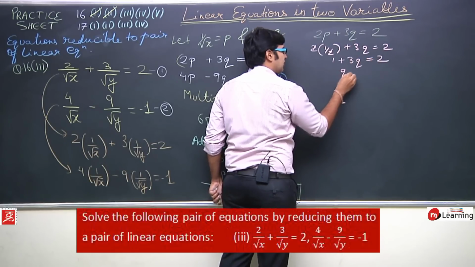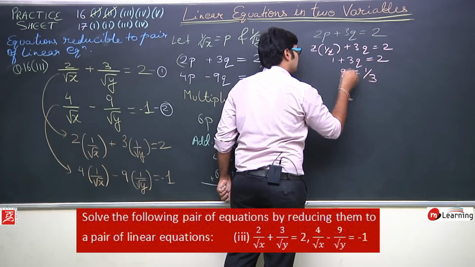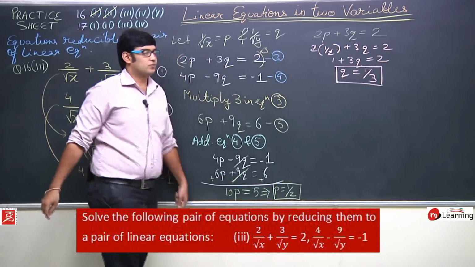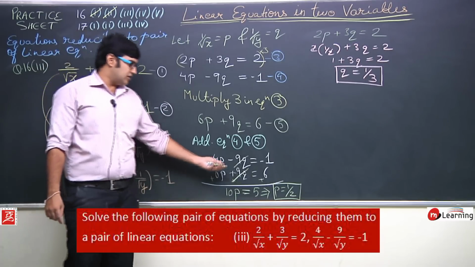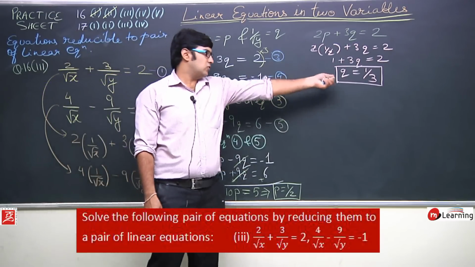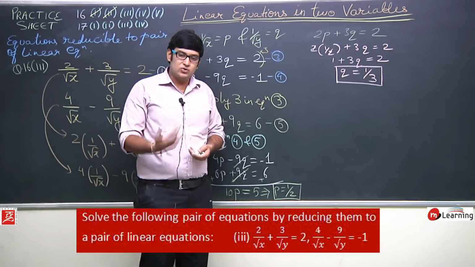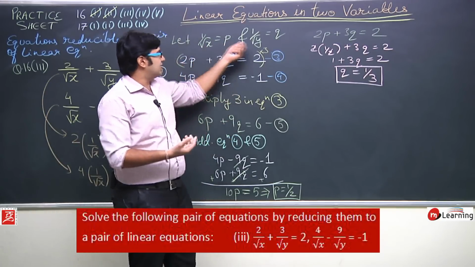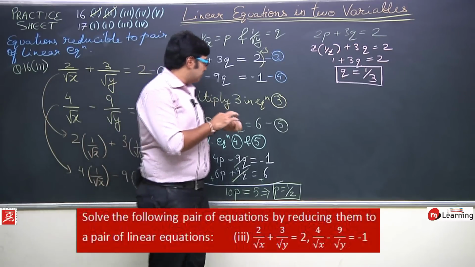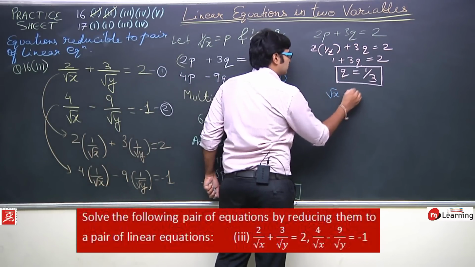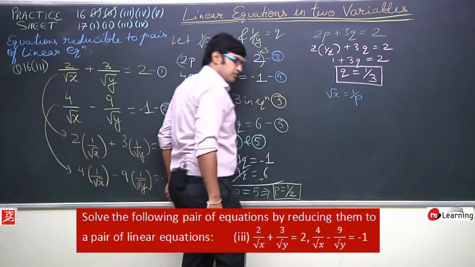It means the value of q will become 1 upon 3. So this will be the value of q. So value of p we have determined as 1 upon 2 and value of q is 1 upon 3. Now we need to determine the value of root x, that is the value of x and value of y. What is root x? Root x is equals to 1 upon p.